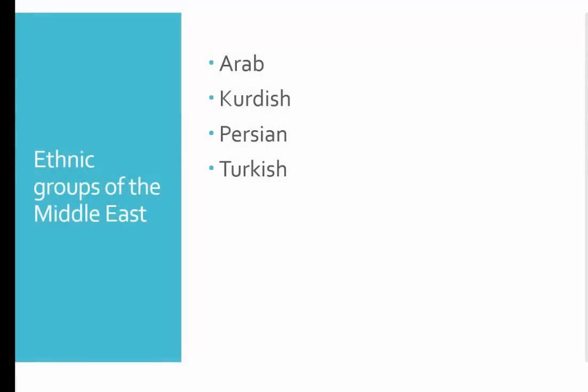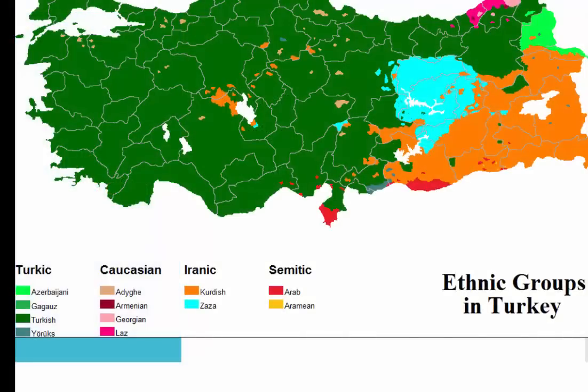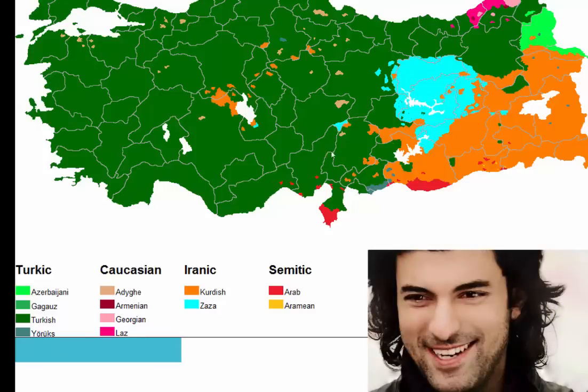The last group are the Turks, and the Turks are located predominantly in Turkey. And there are, of course, some populations of Turks outside of the political boundaries of the country of Turkey, but most of the people of Turkish ethnicity are living in the country of Turkey.